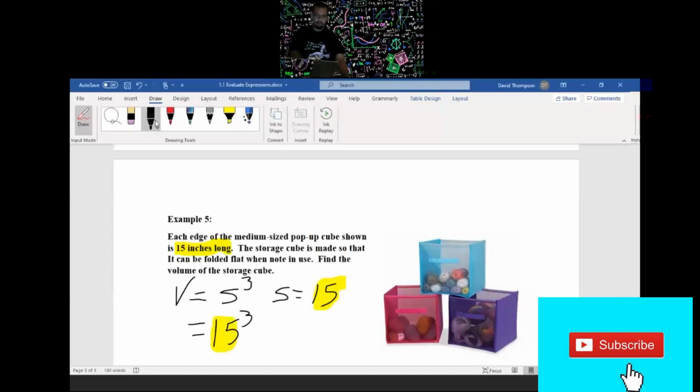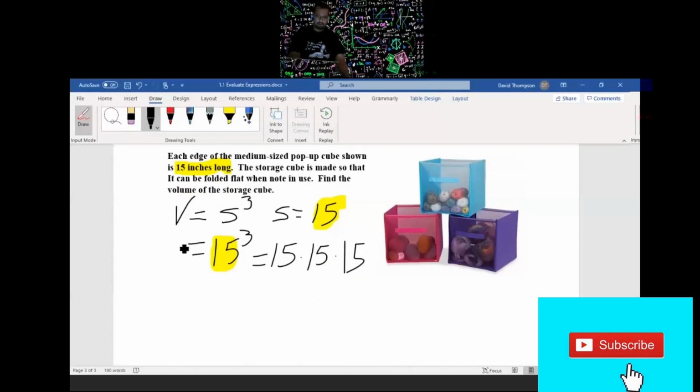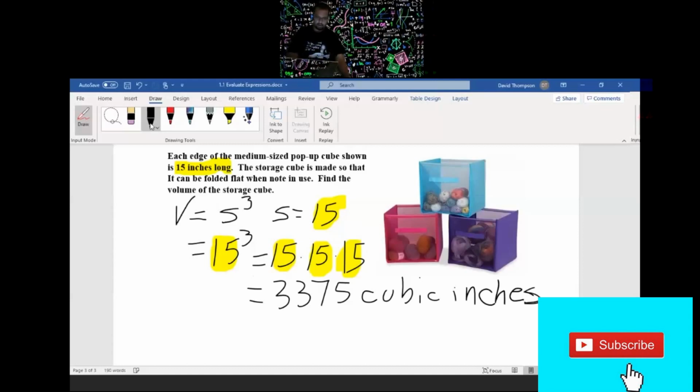is 15 times 15 times 15. Plug it in the calculator. And 15 times 15 times 15 is 3,375. And we have to use our units. In this problem, we are talking about inches, so cubic inches.